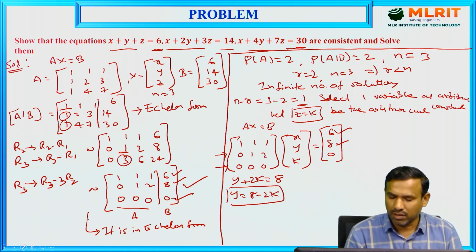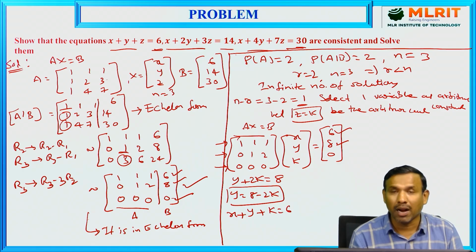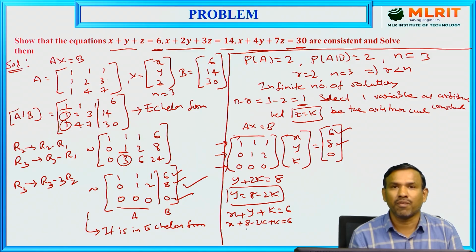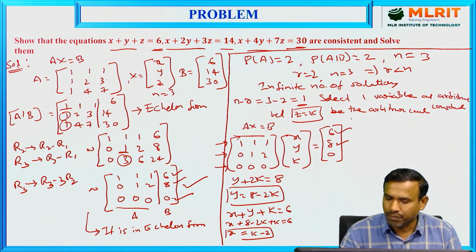Now take the first equation. 1 into X is X, 1 into Y is Y, 1 into K is K, equal to 6. But we already have the Y value. X plus Y, where Y is 8 minus 2K, plus K is equal to 6. Simplify this equation. X is equal to 6 minus 8, which is minus 2, minus 2K plus K, that is minus K. Taking it to the other side, plus K, so K minus 2.